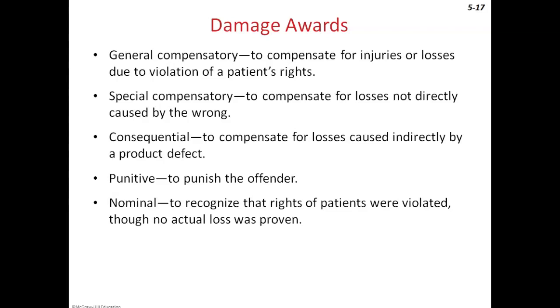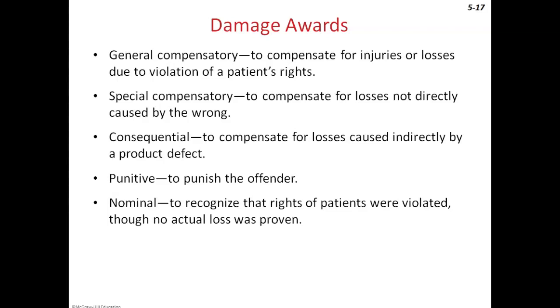Moving on to special compensatory, to compensate for losses not directly caused by the wrong. So usually these are things like additional medical expenses, follow-up procedures. And in these, both the dollar amount and the loss must be proven. Next, we have consequential, which is to compensate for losses caused indirectly by a product defect. So the loss should be covered by the product warranty or personal injury. And usually there is no limit on damages for this if it caused personal injury.